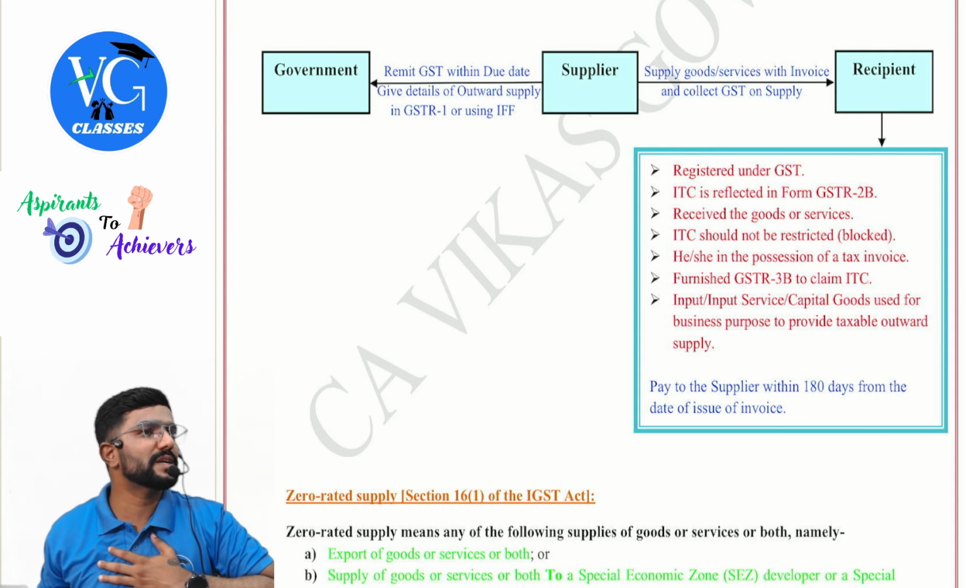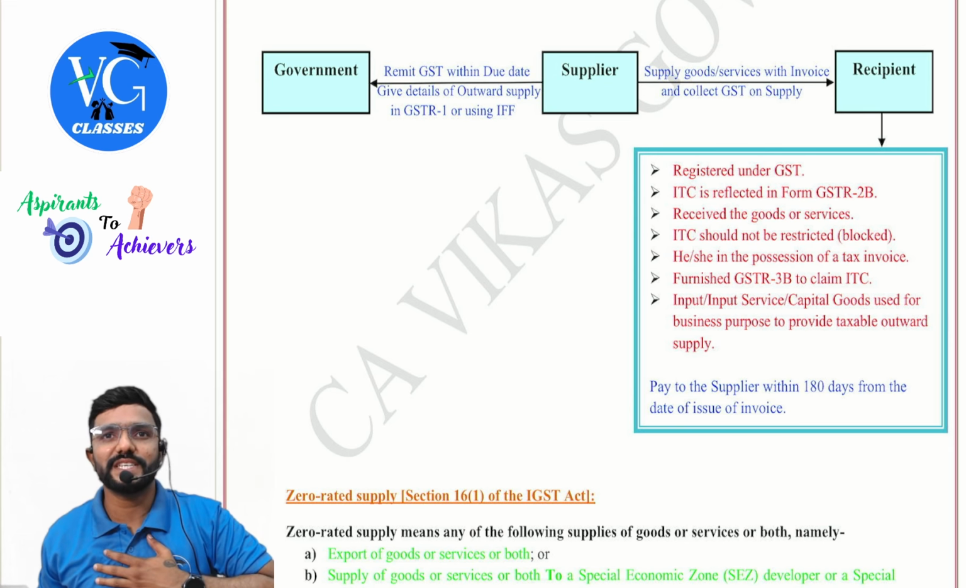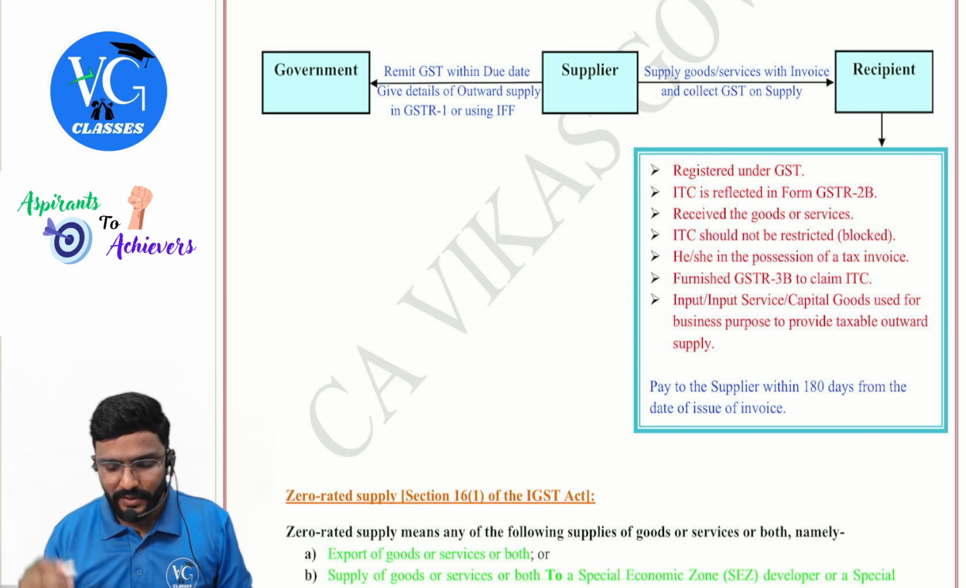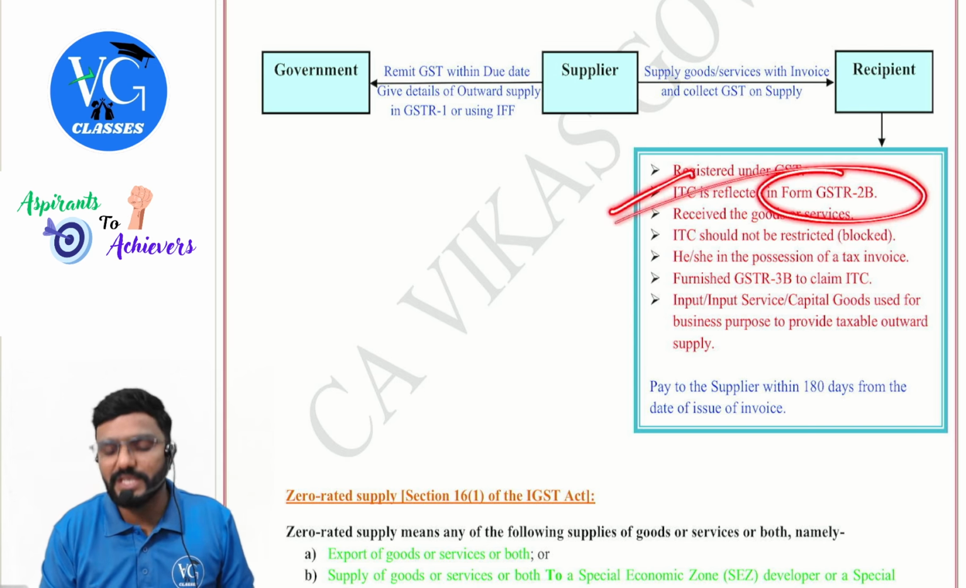Sir, I am a customer or consumer. I have paid GST. Can I claim the credit of it? No, because I'm not using it in my business or further supplying it. So no credit. Then ITC is reflected in form GSTR 2B.